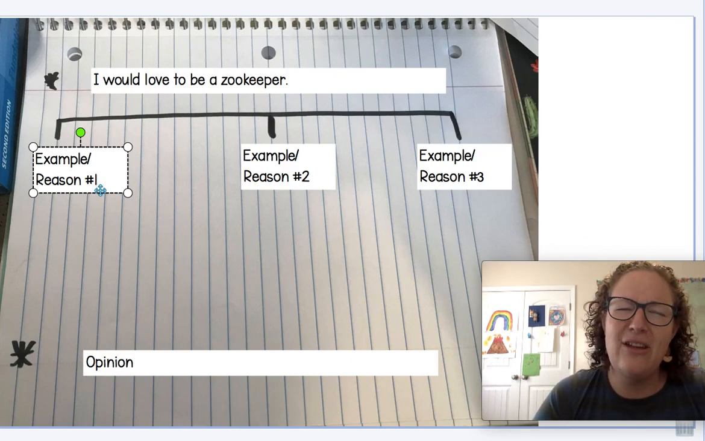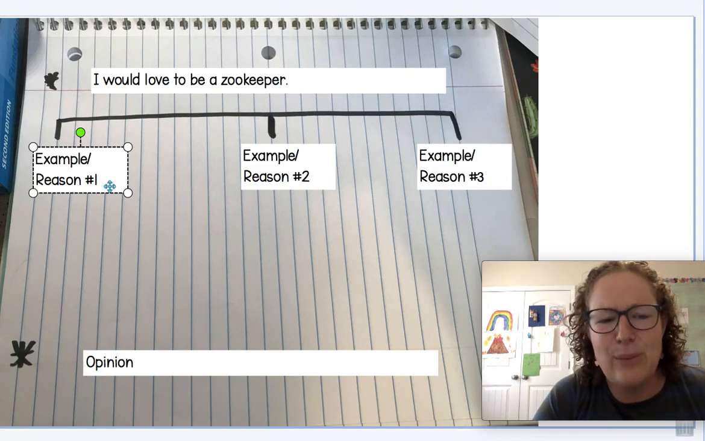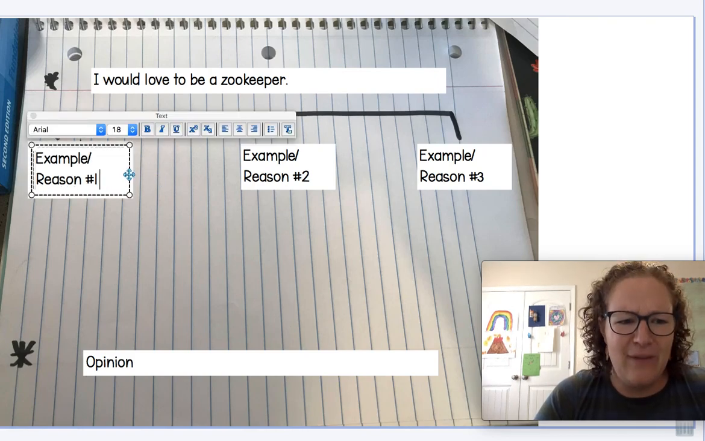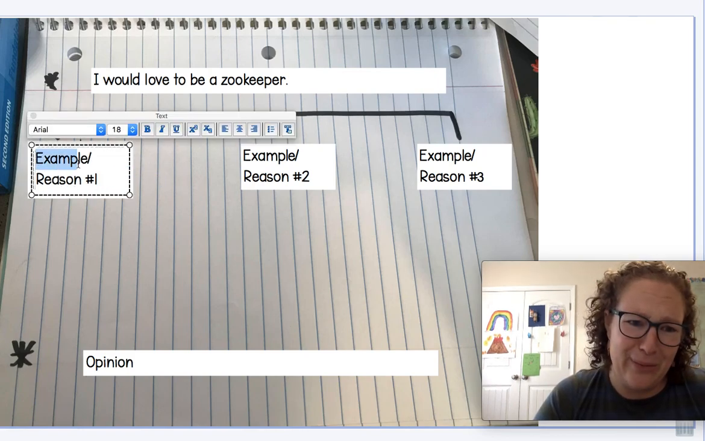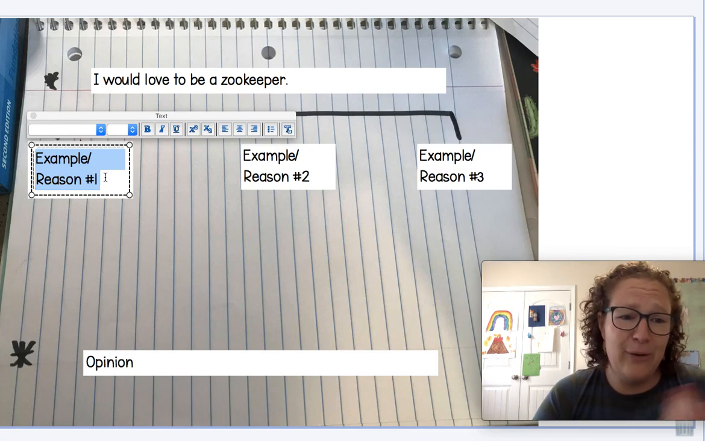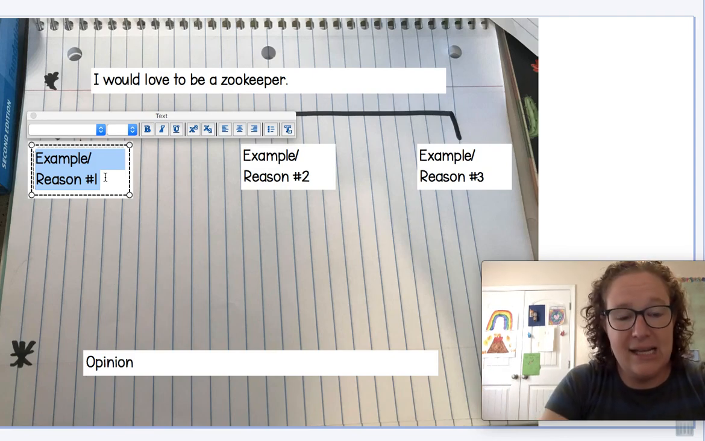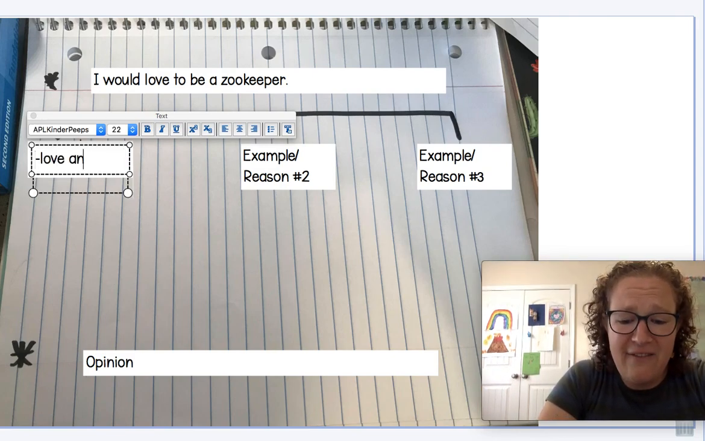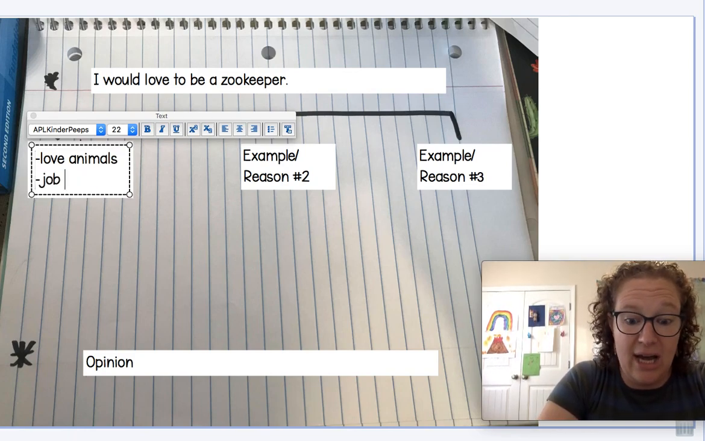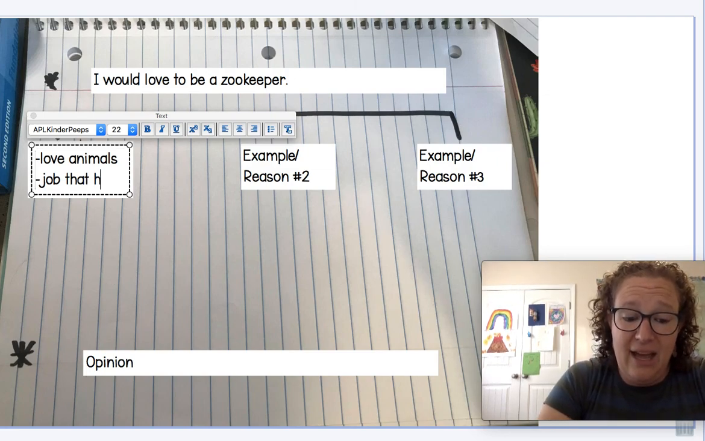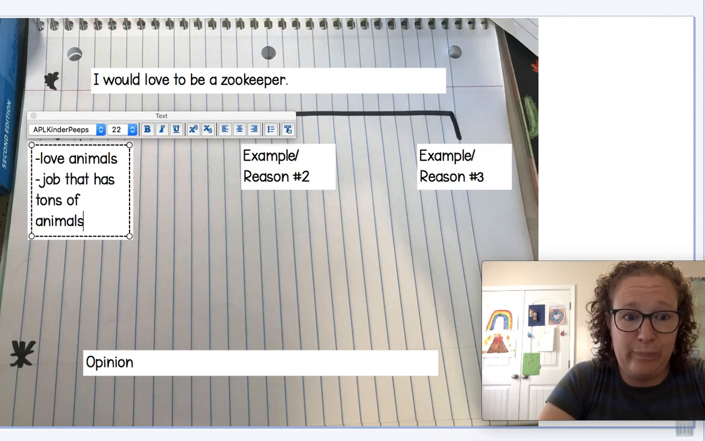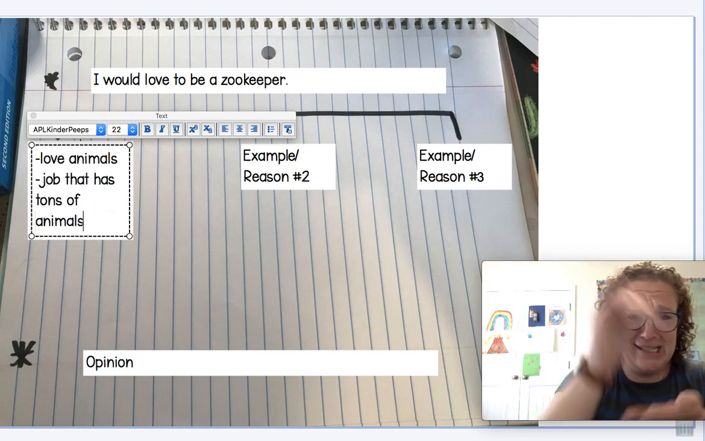I'm just going to put thoughts, so then I can look at those thoughts and they will help me write my complete sentence when I'm writing my paper. So if I'm thinking of my first example or reason why I would love to be a zookeeper, I'm going to write, well, the first one I feel is pretty obvious, is that I love animals. So I love animals, and I know it's a job that has tons of animals. So that will be my first example or reason.